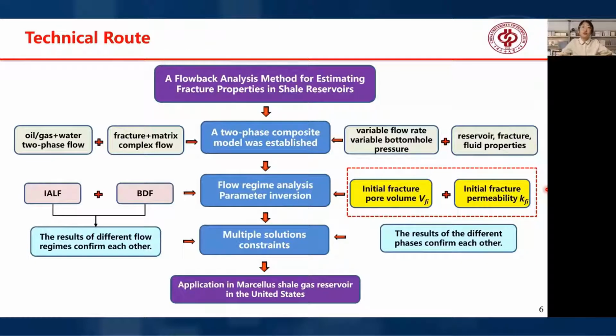The flow regions include IALF and BDF, and the parameter inversion can get initial fracture pore volume and initial fracture permeability. And for fracturing, these two properties are the most important. And multiple solutions constraints are involved in the inversion process. There are two constraints. The results of different flow regions confirm each other, and the results of different phases confirm each other. And the last, this whole theory will be applied in an application in Marcellus shale gas reservoir.